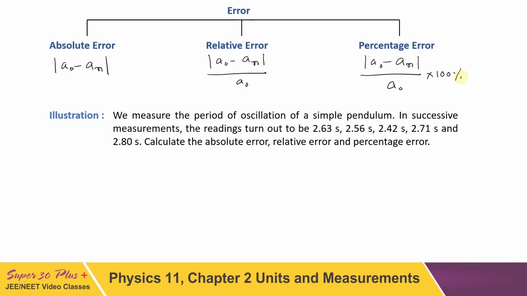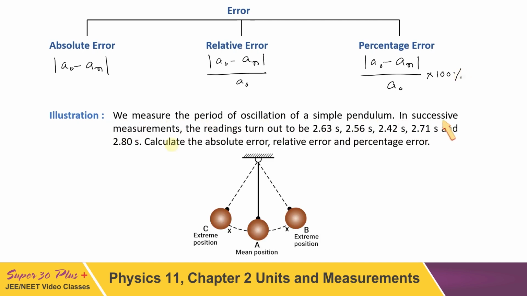Let us see now with the help of one illustration how we calculate the values. In the question it is given: we measure the period of oscillation of a simple pendulum, and in successive measurements the readings are 2.63, 2.56, 2.42, 2.71 and 2.80 seconds. We have to calculate absolute error, relative error and percentage error, all.